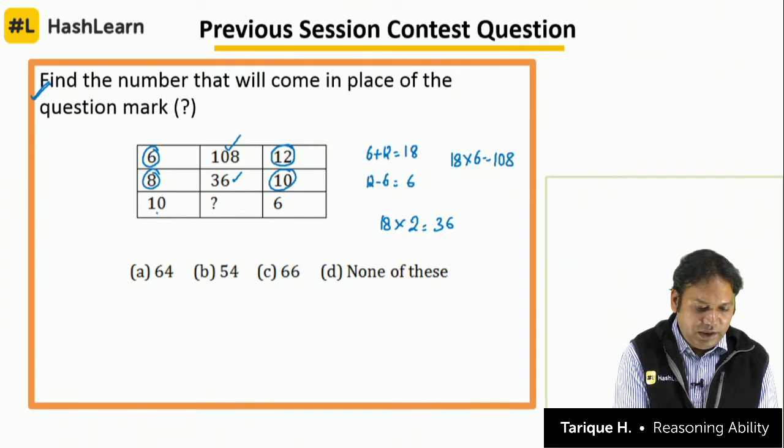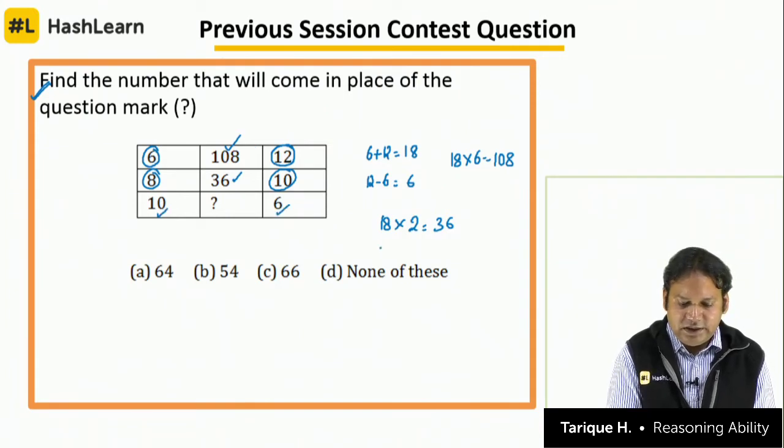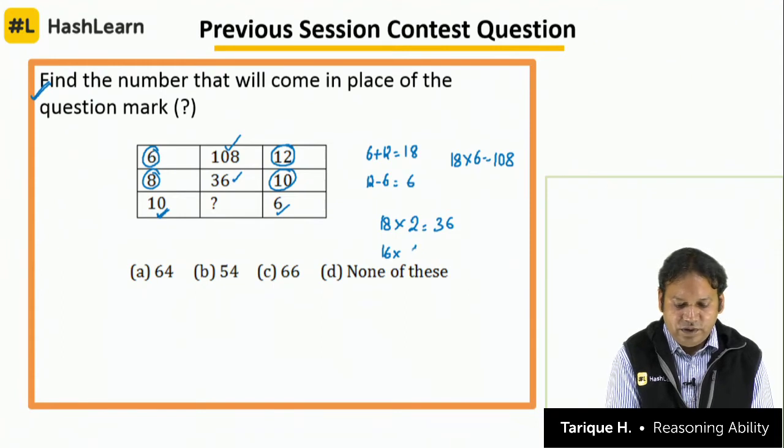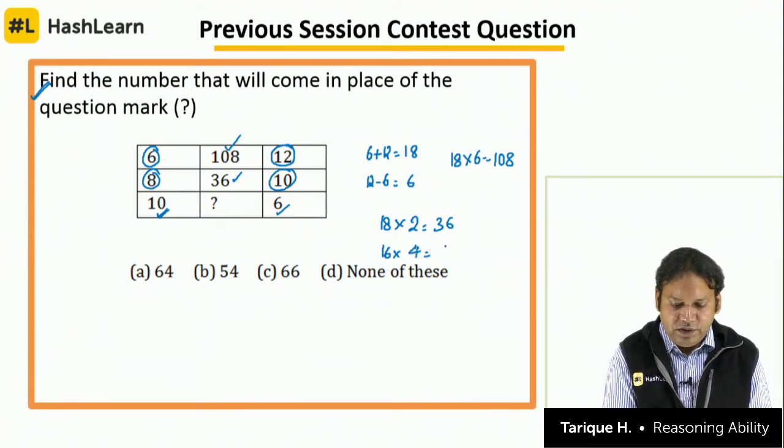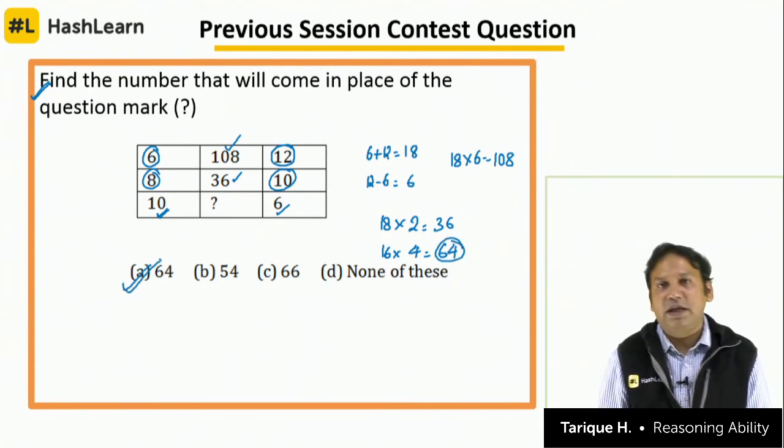Same thing if we do here, 10 and 6 is 16, and difference of 10 and 6 is 4. Don't worry about plus minus here, just look at the gap, okay. So 16 into 4, the answer is 64. That is answer option A here.